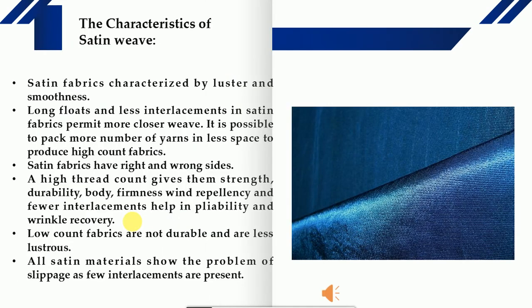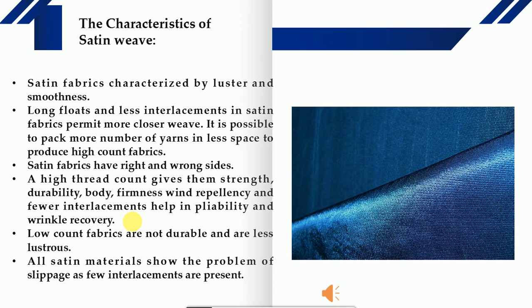Satin fabrics are characterized by luster and smoothness. Long floats and fewer interlacements in satin fabrics permit a closer weave. It is possible to pack more yarns in less space to produce high count fabrics. Satin fabrics have right and wrong sides.